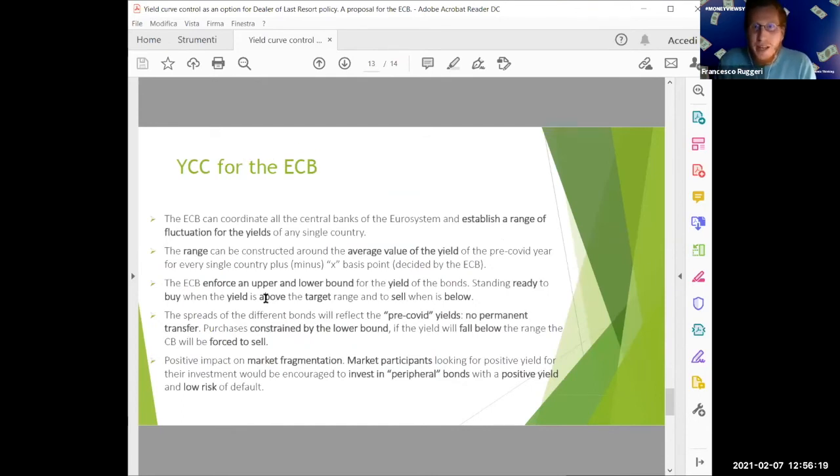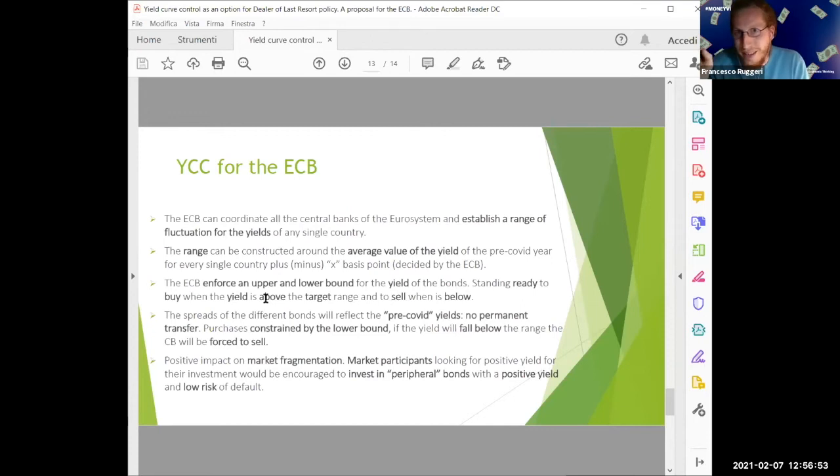my proposal for the ECB is basically to have a coordination between all the central banks of the Eurosystem and establish a range of fluctuation for yields for any single country. The range can be constructed around an average value of the yield of the pre-COVID year for every single country, plus or minus X basis points decided by the ECB.